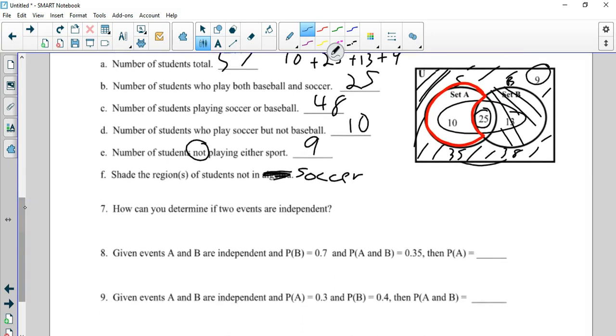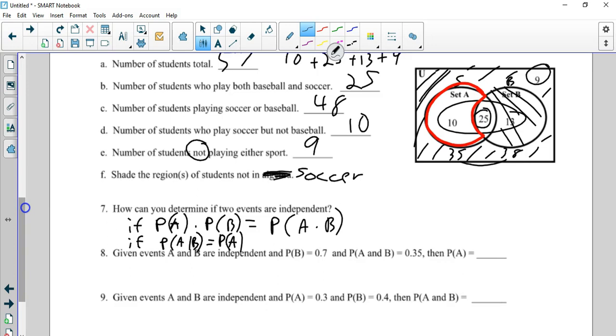How can you determine if two events are independent? That's pretty much from the formula page. We test it: if the probability of A times the probability of B is equal to the probability of A and B. Also, if the probability of A given B equals the probability of A, or if it's reversed, I referred to this on the first page, if the probability of B given A is equal to the probability of B. That's mathematically how you know they're independent.